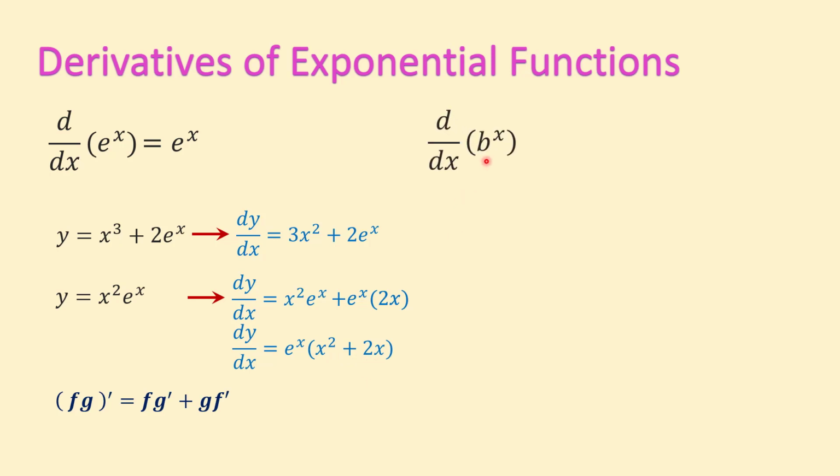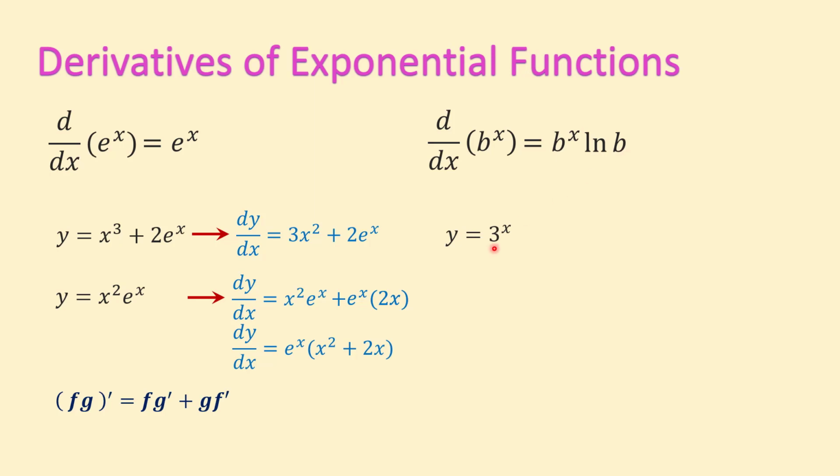Now let's take a look at the derivative of general form of exponential functions, b to the x. Note that derivative of e to the x is e to the x. So derivative of b to the x is b to the x, but you have to tack on the natural logarithm of the base, in this case ln of b. So derivative of b to the x is b to the x ln of b. Note that in the case of e to the x, we have ln of e, but because ln of e is 1, and when you multiply 1 by something, nothing changes, ln of e is negligible. So derivative of e to the x is e to the x, and in general form, derivative of b to the x is b to the x ln of b.